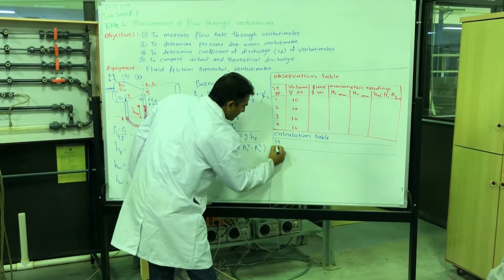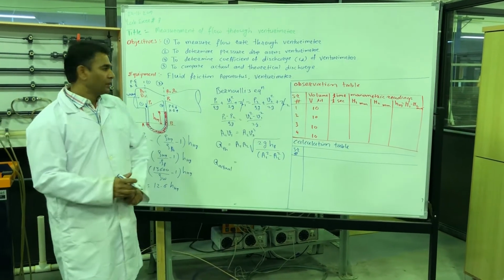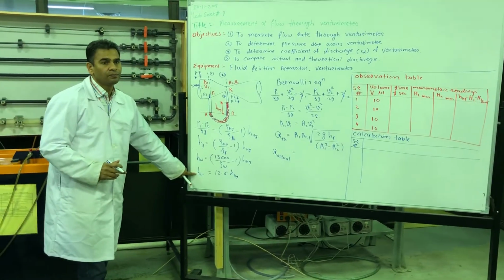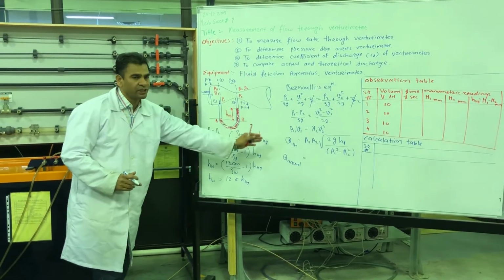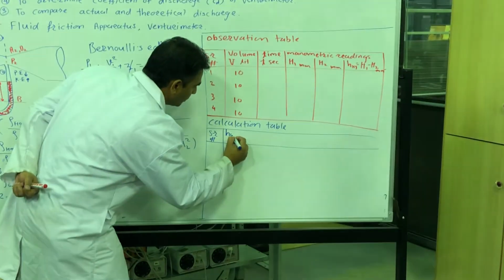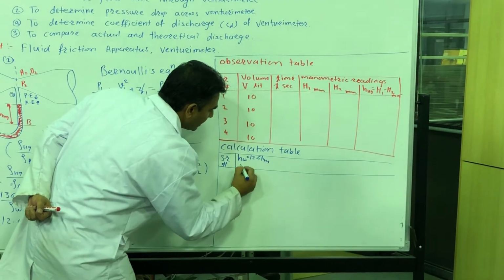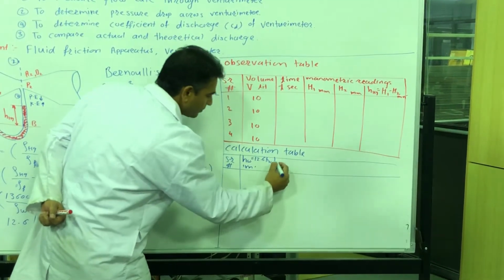Obviously, first column is serial number. Second, now what do we need? HW. Okay, so this is my procedure. I need HW, so I will write head of water, HW is equal to 12.6 H of Hg, in meters of water. Okay.